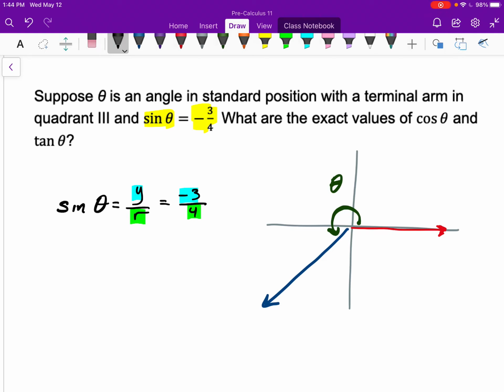Which means I know this terminal arm goes through a point (something, -3). I don't know x, but I do know r. It's 4.